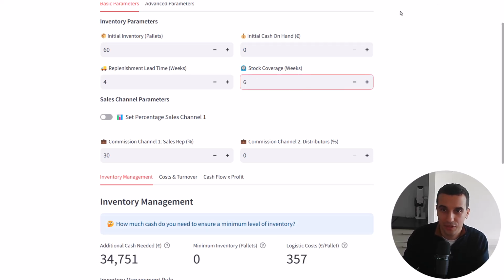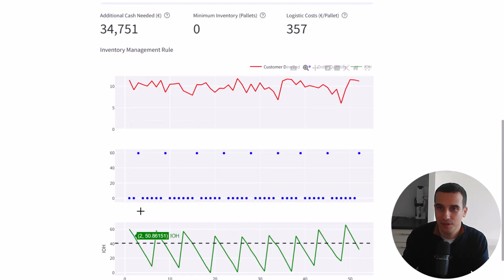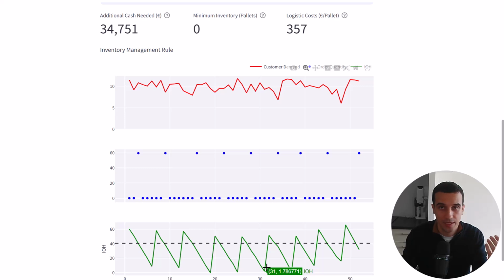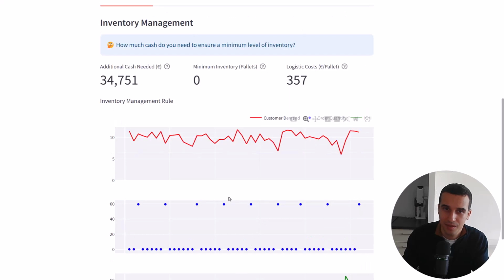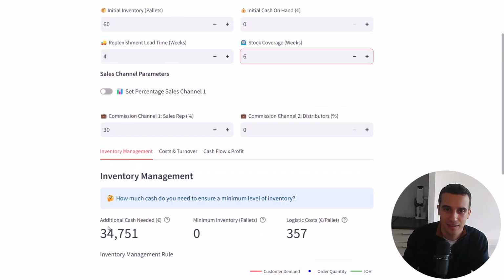And you know what? Here, as you can see, it's running automatically. My friend would say, yeah, but if we run to 6 weeks, probably we won't cover the needs. He's not really familiar with supply chain. He's a business guy. What you can see here is that the inventory management rule is done in a way that you order the right amount at the right time. So the inventory in hand, how many pallets he has in his warehouse, is never below 0. The demand is met, but the additional cash needed went from 84 to 34. So he's basically gaining 50,000.